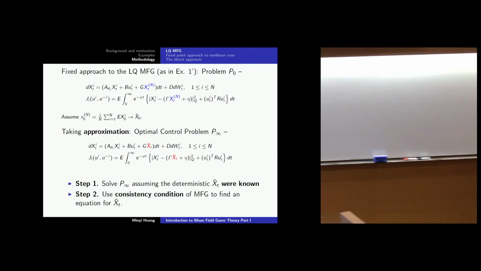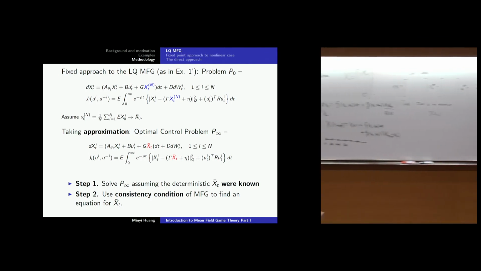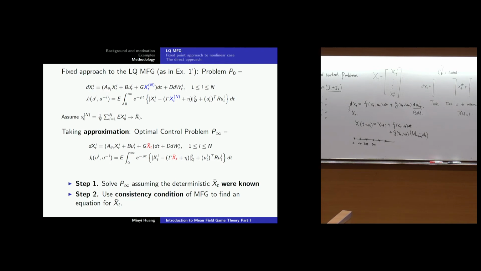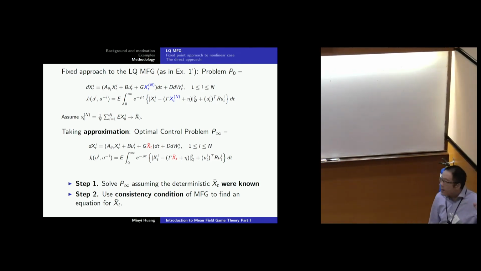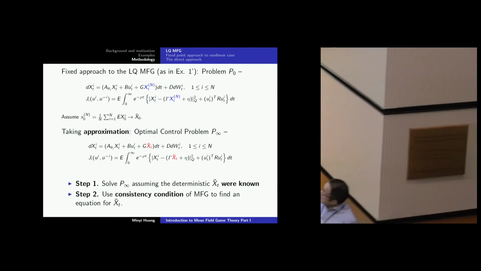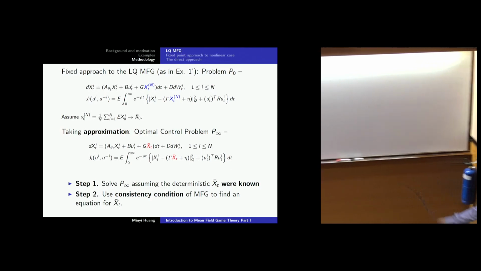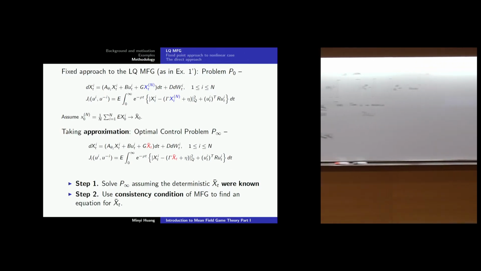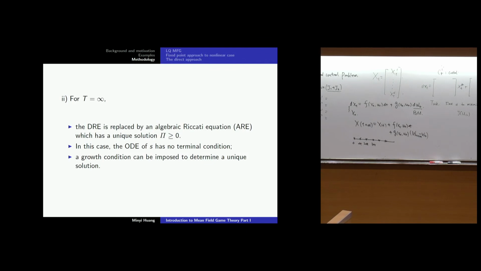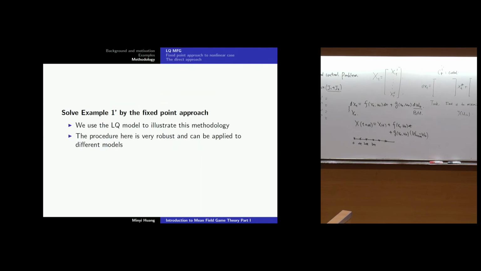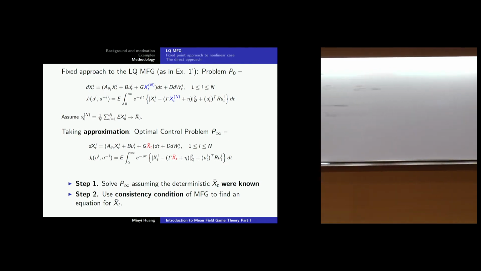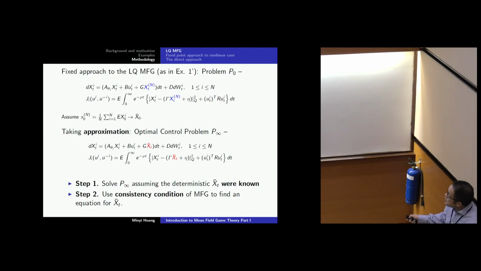Now we just assume the deterministic xt bar were known. So we can solve this problem. We know in reality it's not known yet, but we just suppose it was known. Then this is just a standard optimal control problem. And we just invoke the previous result. We know how to find the optimal control. So it is an easy job to finish step 1.